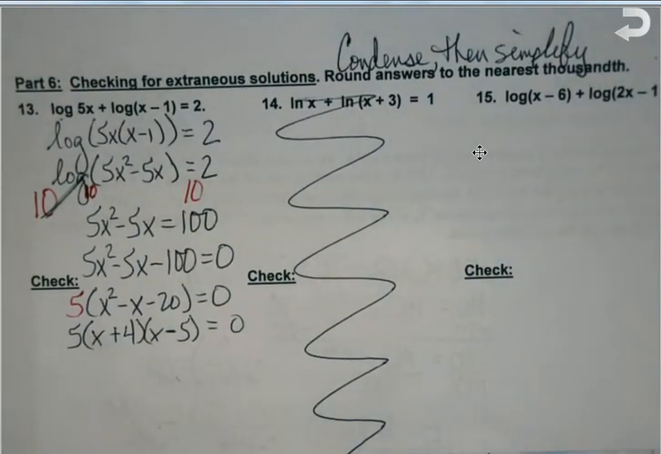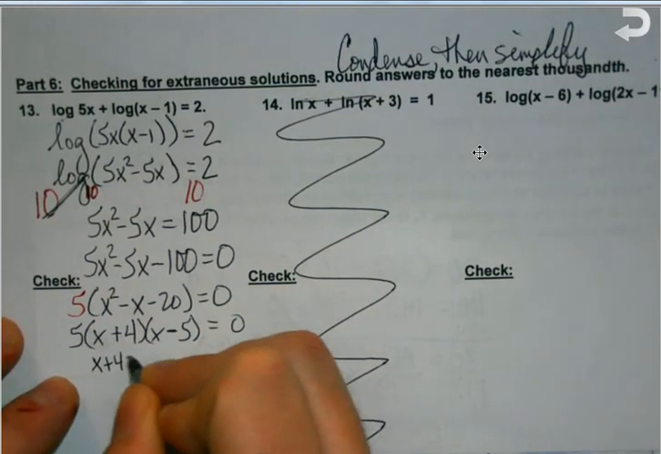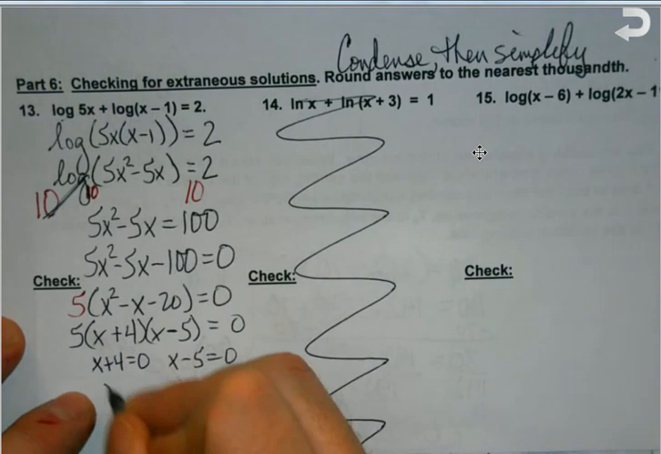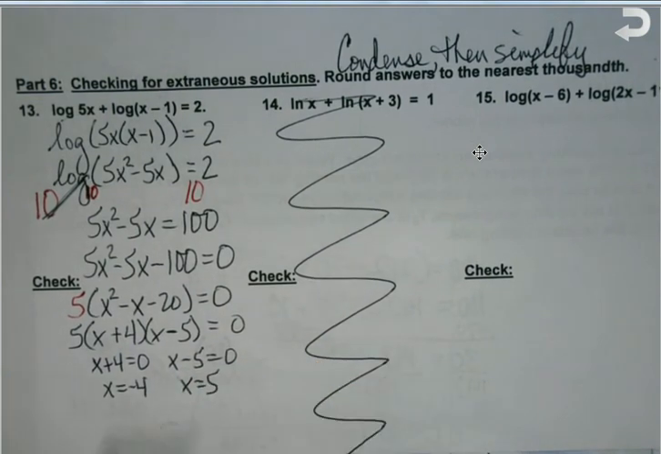So you're like, okay, I did all this work. I get to the answer, which basically is taking each set of parentheses, each quantity, and setting them equal to 0. You've got to check it. And we actually have to check this.